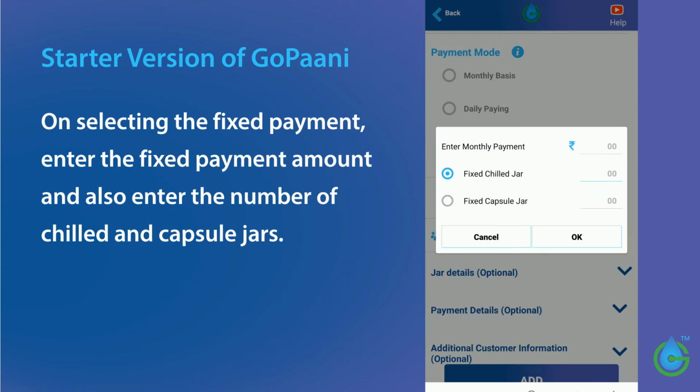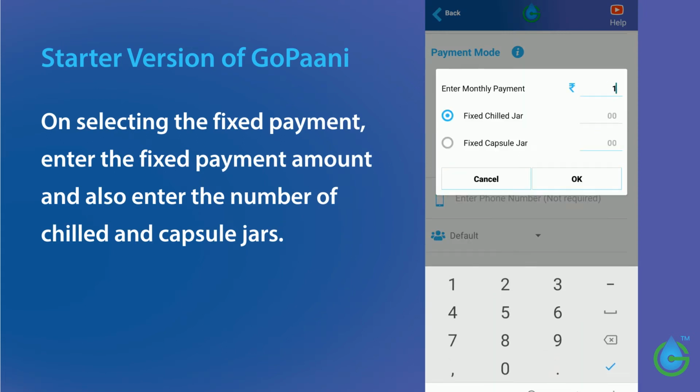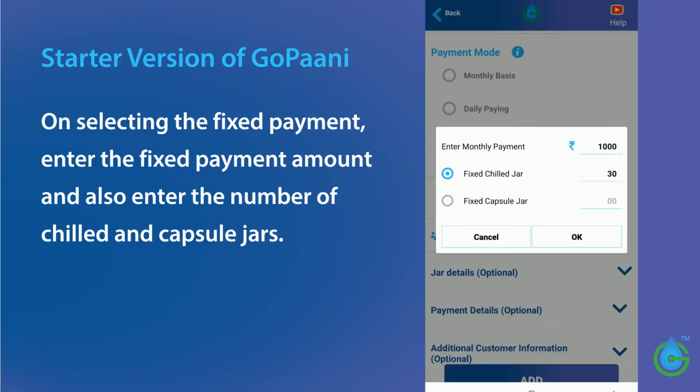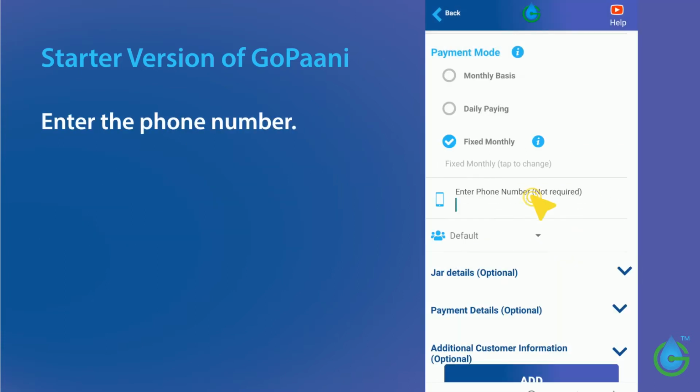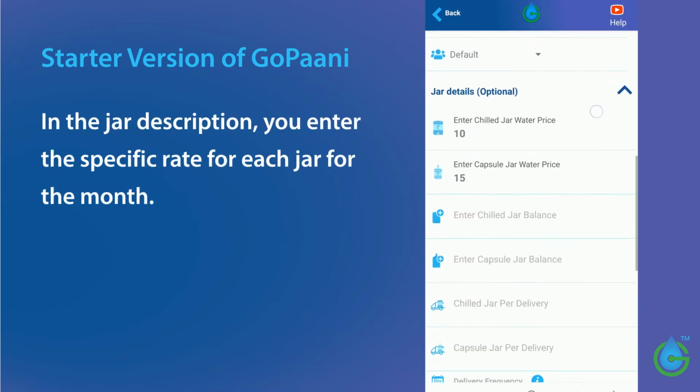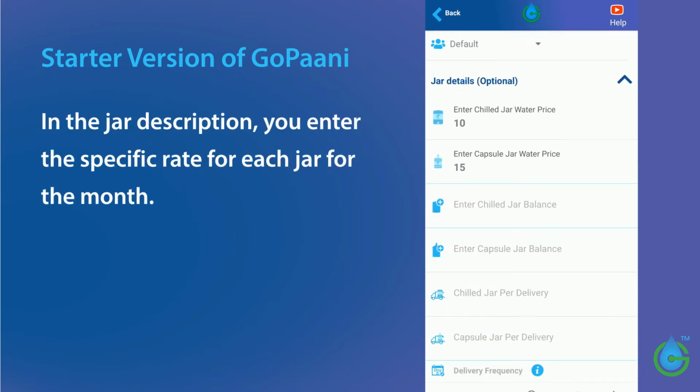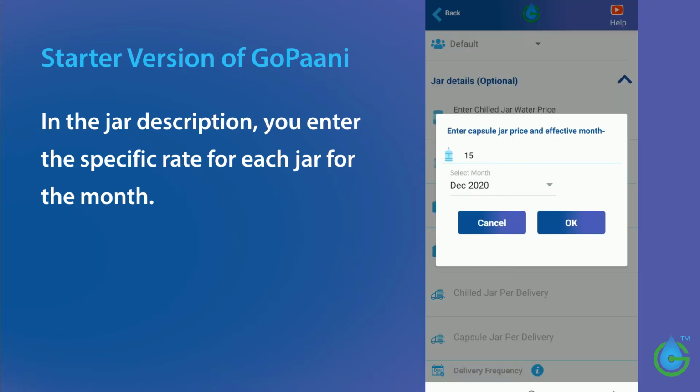On selecting the fixed payment, enter the fixed payment amount and also enter the number of chill and capsule jars. Enter the phone number and select the group. In the jar description, you can enter the specific rate for each jar.